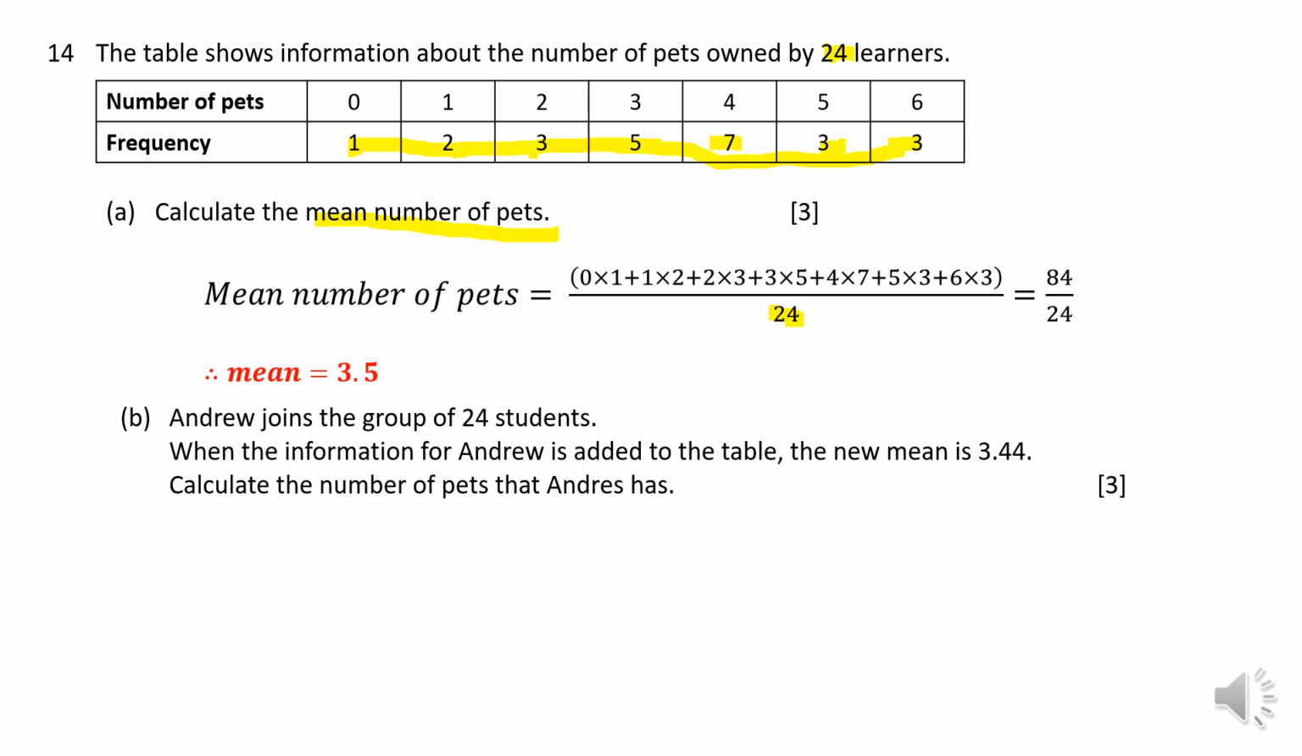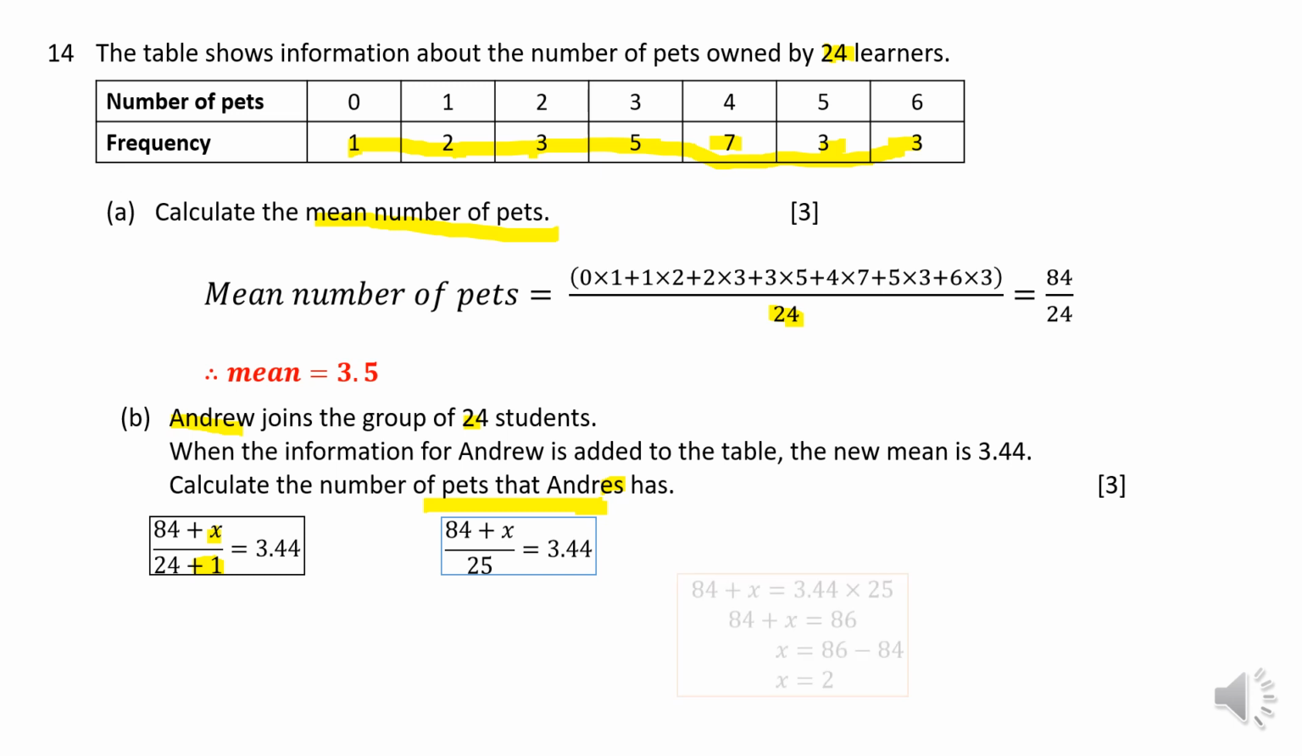Then Andrew joins the group. So now we have another person who joins the group of 24 students or learners. When the information for Andrew is added to the table, the mean changes. We are now to find how many pets Andrew has. I typed Andres here, but it's Andrew. It's very simple. I have 84 plus, we don't know the number of pets, x, but I must add one because there is now one more person, and that is equal to the mean. So that gives me 84 plus x over 25.